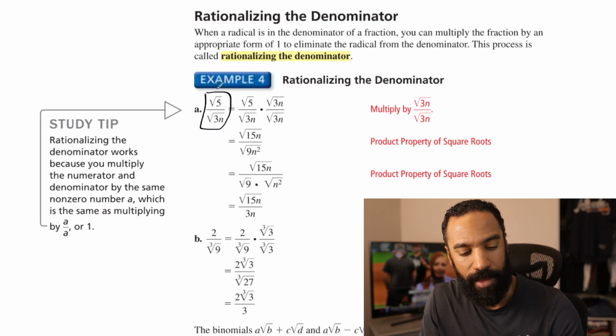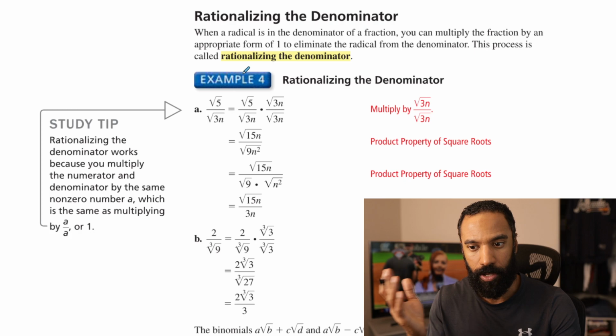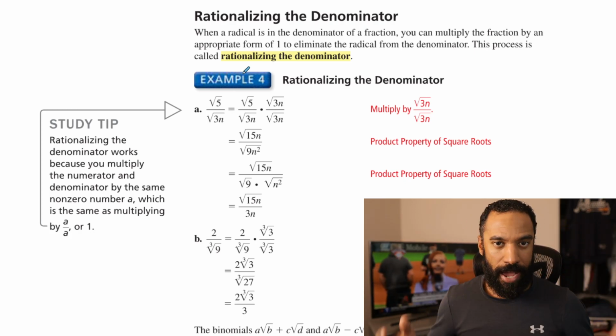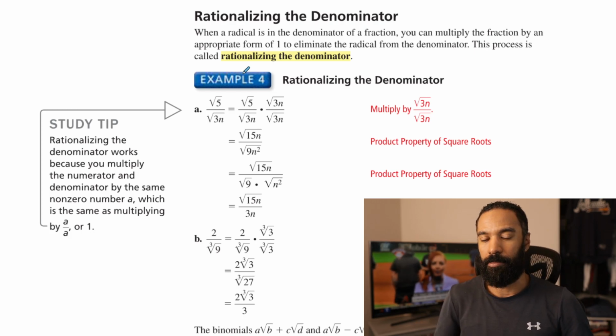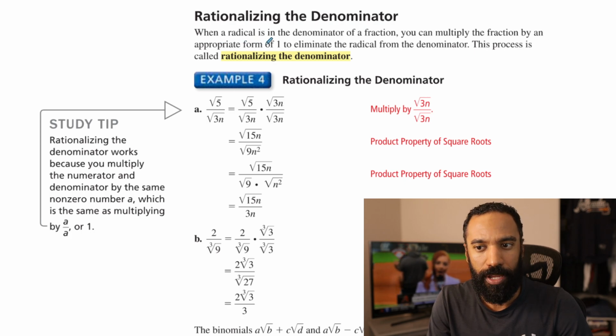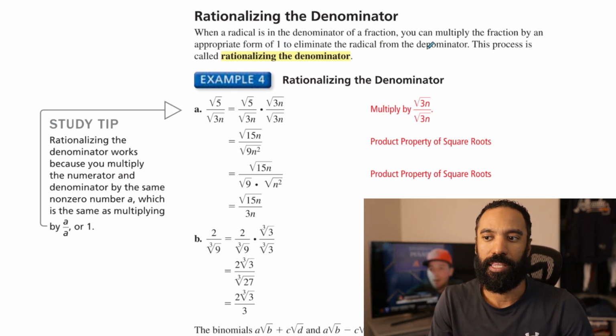No, you cannot have a radical inside the denominator. The basic goal is you have to have whole numbers. Now, your overall value may be irrational, which is fine. The denominator just can't be irrational. So here's what you do. You multiply the fraction by an appropriate form of 1 to eliminate the radical from the denominator.